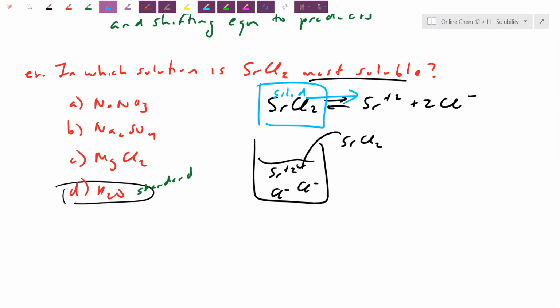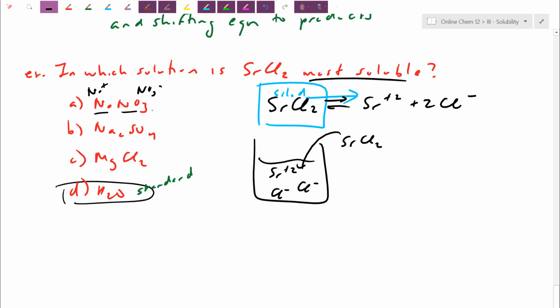So what I want is to figure out, is there one of these other solutions that has a common ion that in some sense is able to pull the equilibrium to the right? If it pulls the equilibrium to the right, it's even going to dissolve better than water. Let's take a look at our common ions here. So let's take a look at NaNO3. Well, that has ions Na plus and NO3 minus.